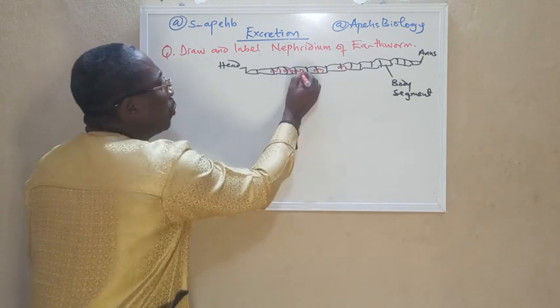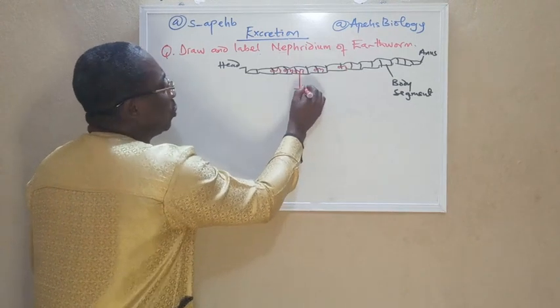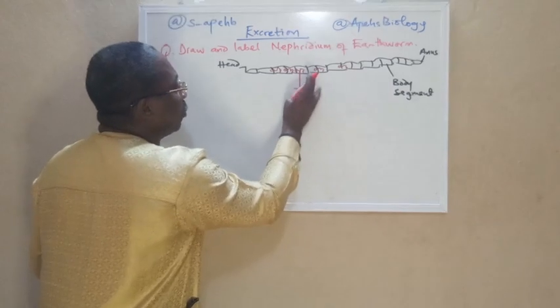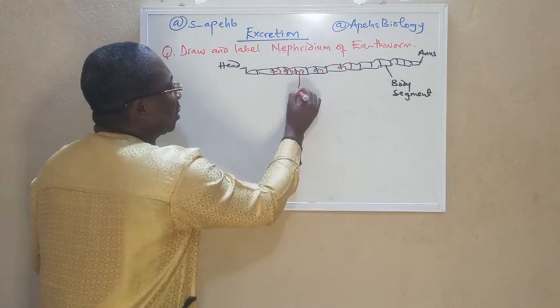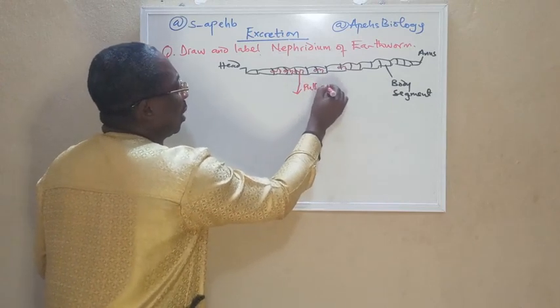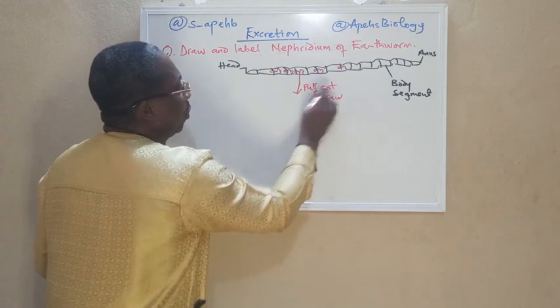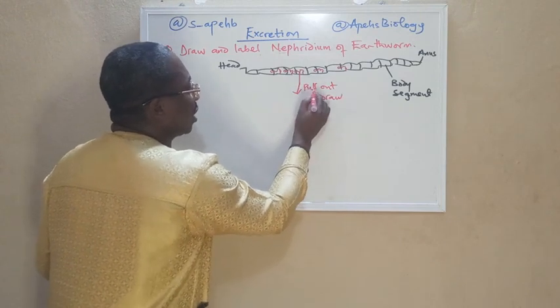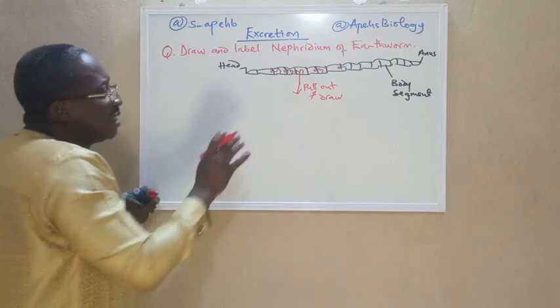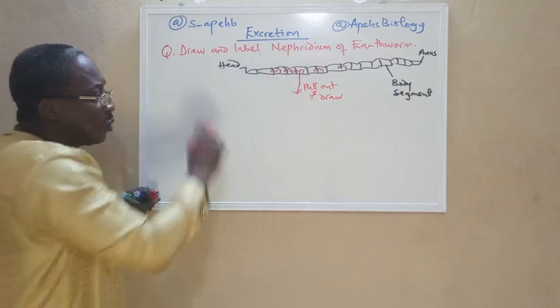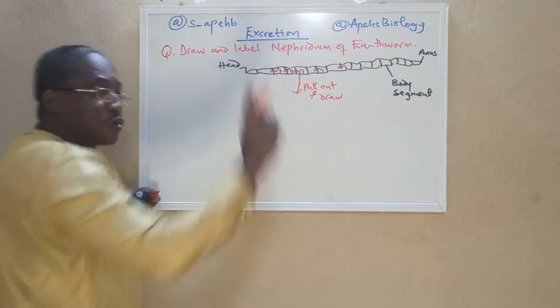Now we are going to bring out only one. We are going to magnify one nephridium out. We are going to pull it out, and then draw. That's what they expect us to do. So if you understand this, it means that you're going to draw the nephridium showing the body segment. So we're going to draw only one.